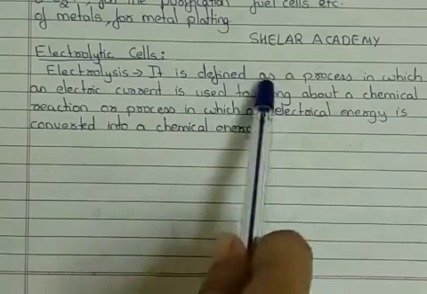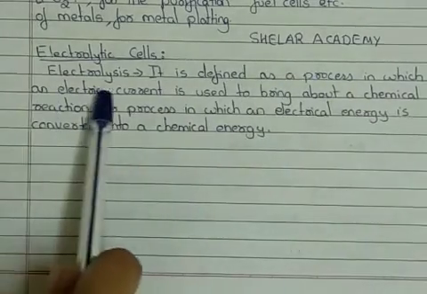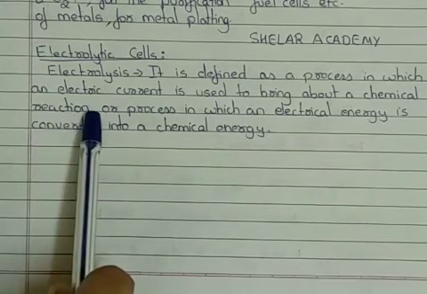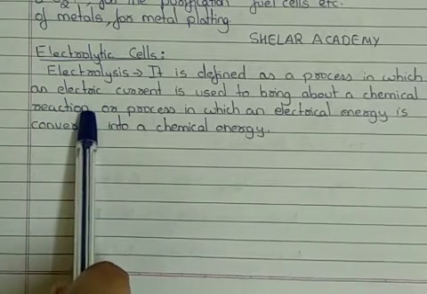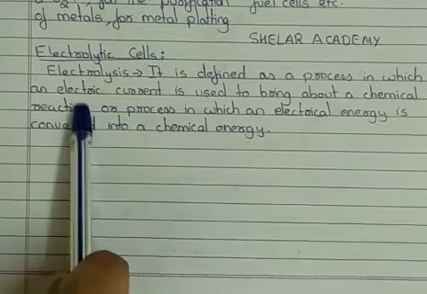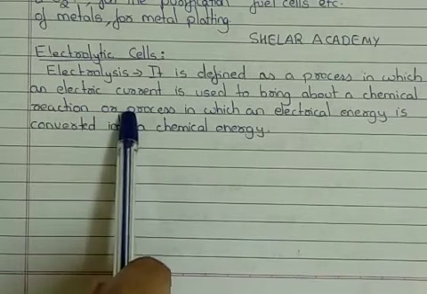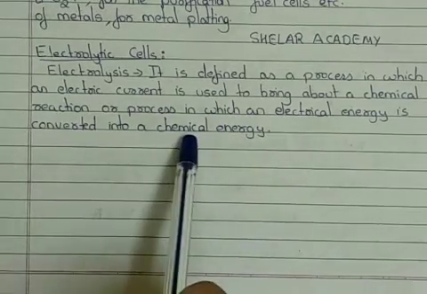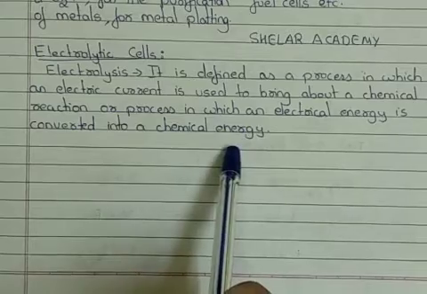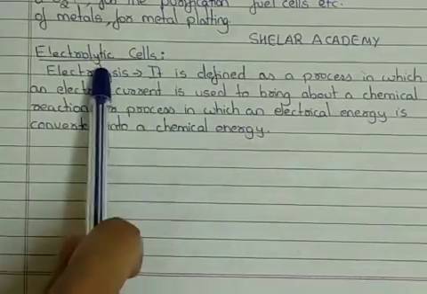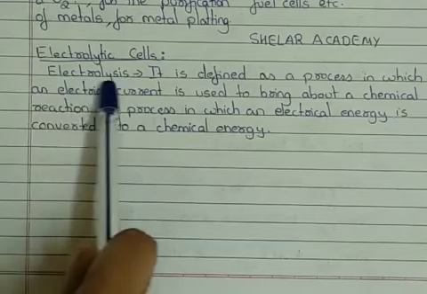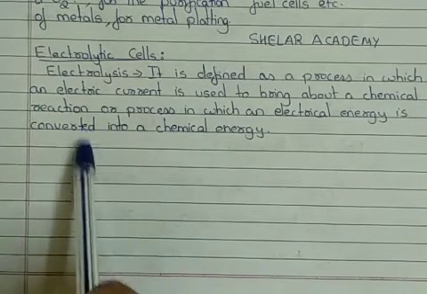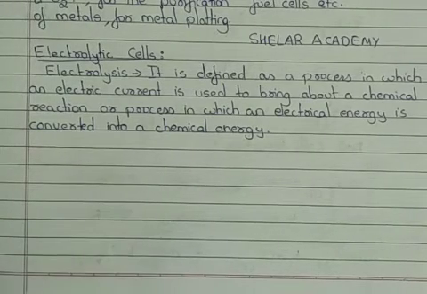So it is defined as a process in which an electric current is used to bring about a chemical reaction, and because of that chemical reaction only your given species will break, that is lysis. Or you can also define it as a process in which electrical energy is converted into chemical energy. So when we understand electrolytic cell, it is simply going to carry out electrolysis. Now let us see an example of electrolysis of particular electrolytes.